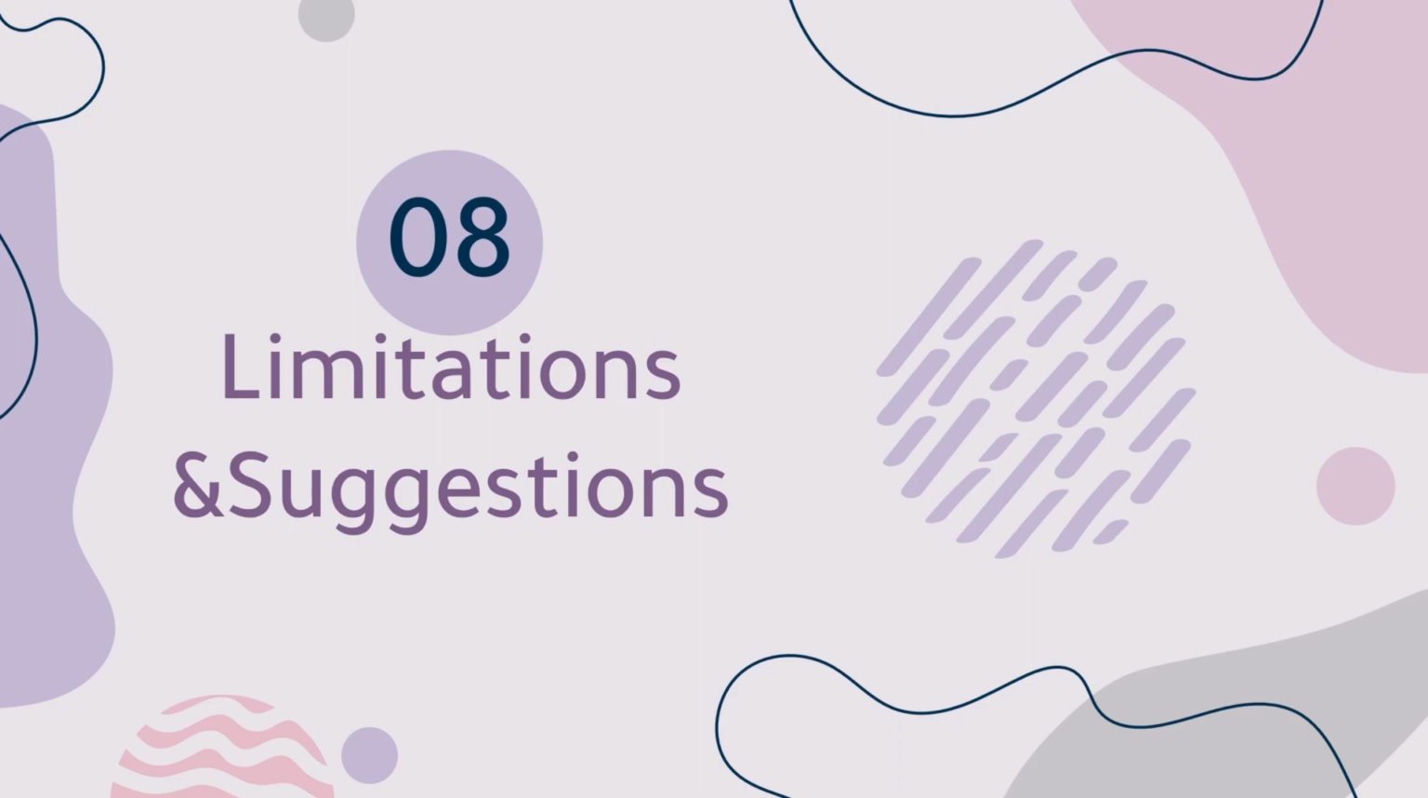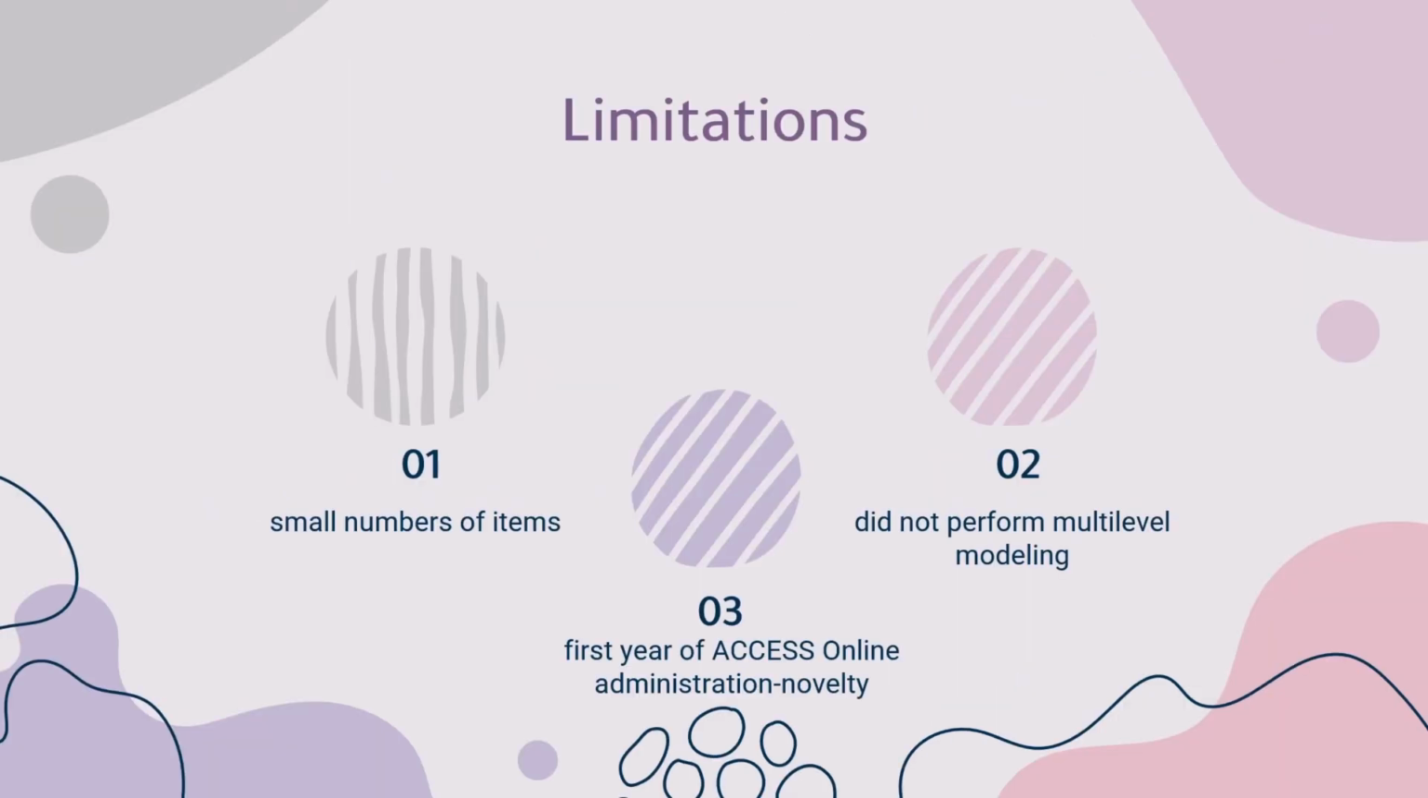Now let's move on to limitations and suggestions. As mentioned by the author, the current study has 3 limitations. The first one is the small number of items. The second one is that this study did not perform multi-level modeling. Finally, since this is the first year of online administration, novelty can be a factor to affect the item efficiency.